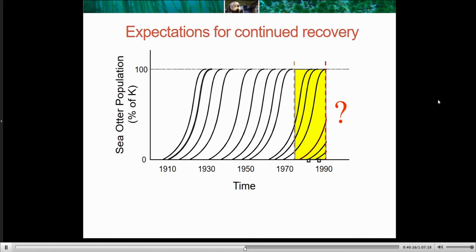What one would have expected based on that history is that from 1970 through to the present, that pattern would continue. So the yellow band shows what we might have thought should have continued to happen in the Aleutian Islands if the same factors had continued.